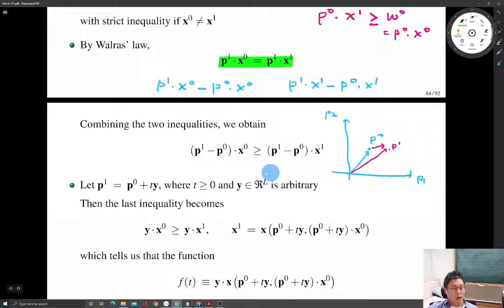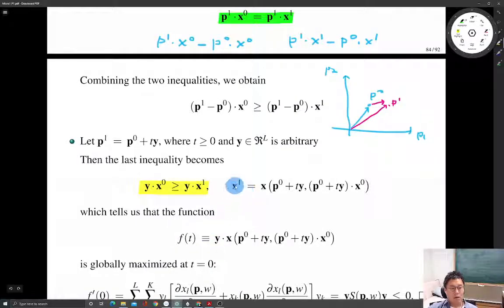Okay, so after choosing this P1, let me substitute this P1 into this inequality. Then P1 minus P0 is going to be simply Ty. So I'm going to have Ty dot x0 on the left and Ty dot x1 on the right. And T is a positive constant, so let me cancel out these two T's from both sides. Then the inequality reduces down to this one.